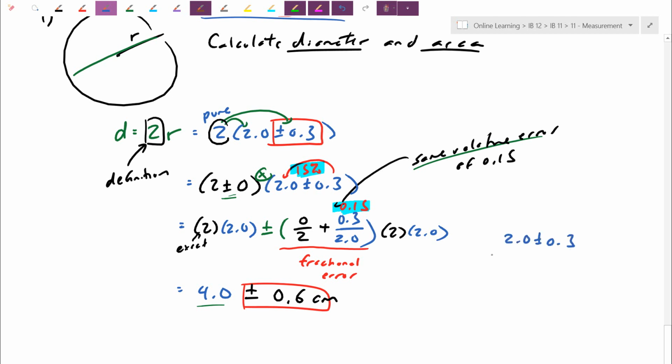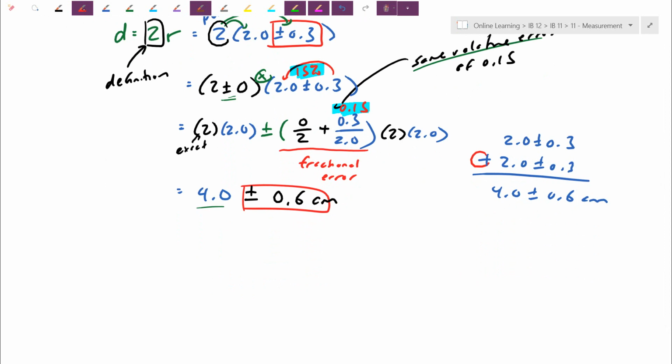2.0 plus or minus 0.3. Let's add a 2.0 plus or minus 0.3. And we verify here 4.0 plus or minus 0.6 pretty easily, because through an operation of plus, the absolute error is just add. Now what's a little bit harder here is calculating the area.